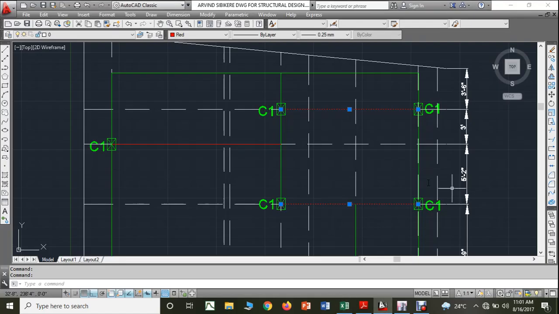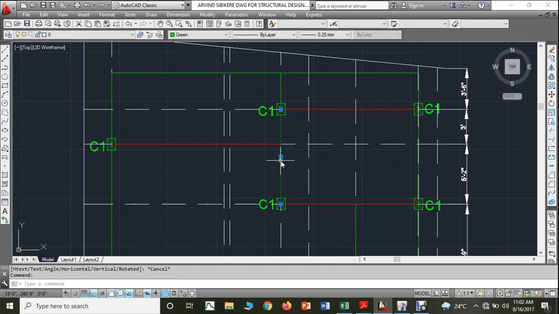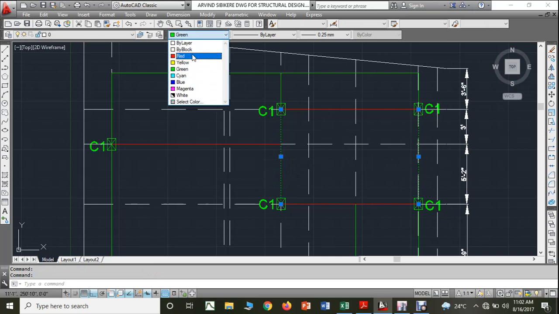Then let us take this one. What is the dimension? The dimension will be from here to here. It is 8 feet 1 inch. 8 feet 1 inch means I can make it 9 feet or 10 feet only. So both of these I can make 10 feet.